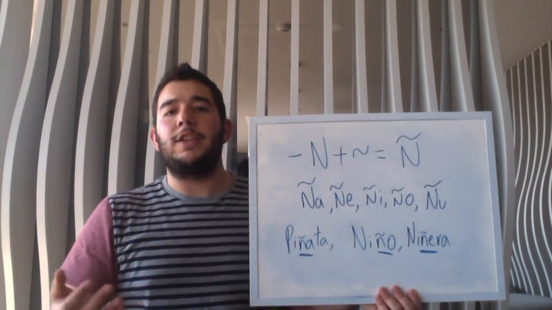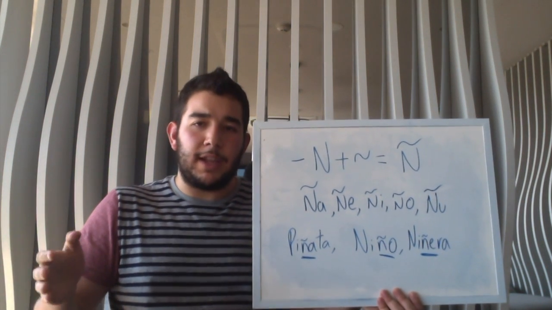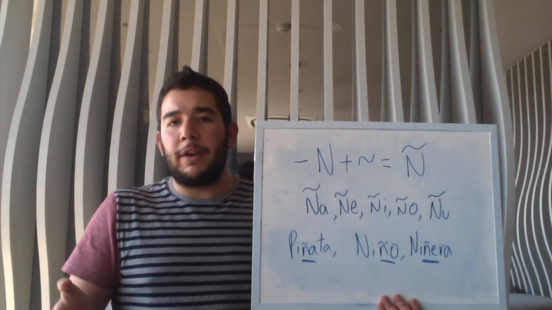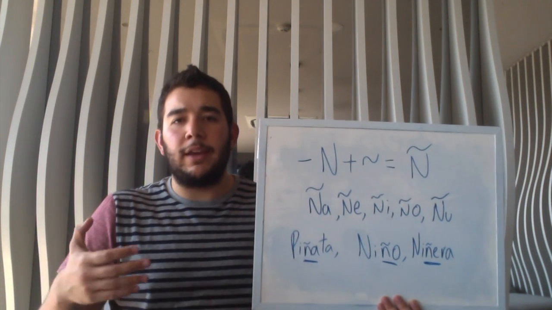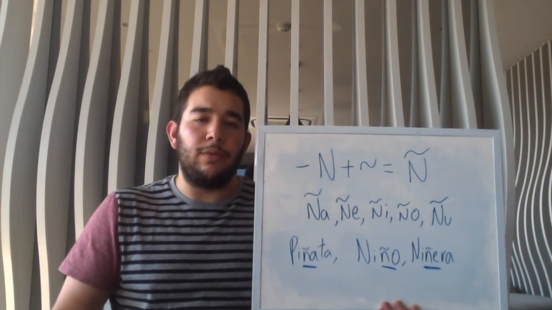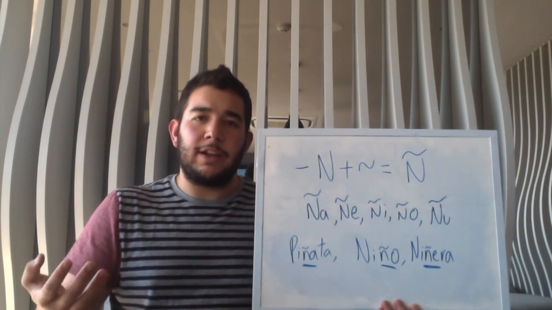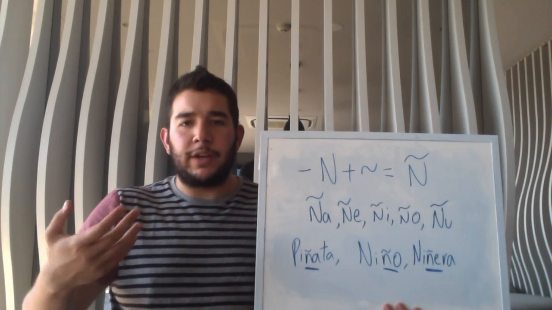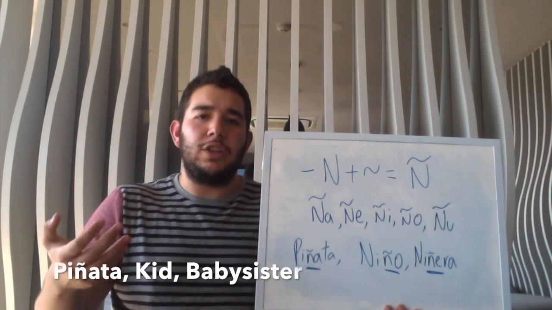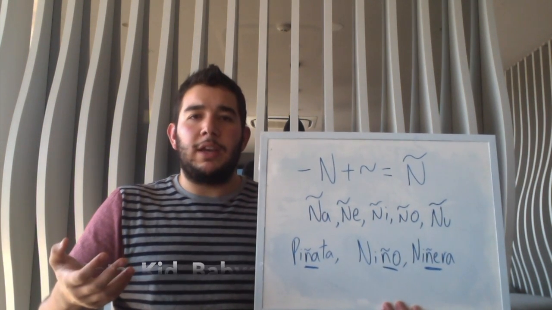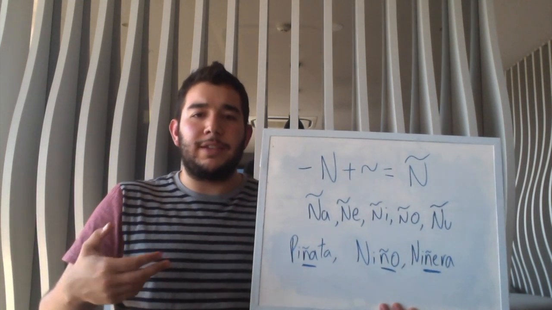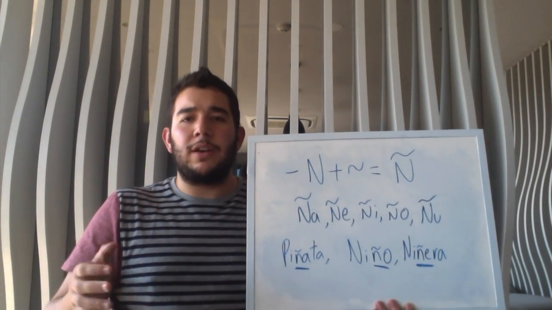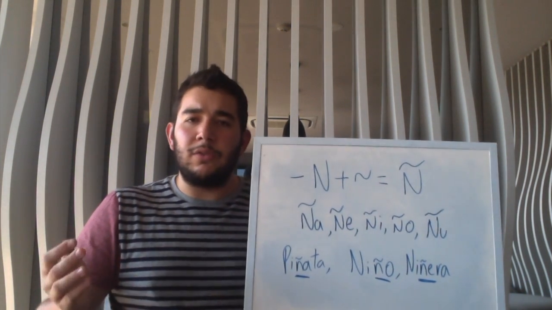Alright, now we have ñ. Ñ is made out of N plus the line on top. Very simple. Whenever we have N, we already know it should sound like na, ne, ni, no, and nu. But if we see it has a line on top, that sound will change to ña, ñe, ñi, ño, and ñu. For example, words like piñata, niño, niñera would be examples of how we would pronounce it when it has ñ. But don't get too stressed because there are not too many words that actually have it, so that should be fine.